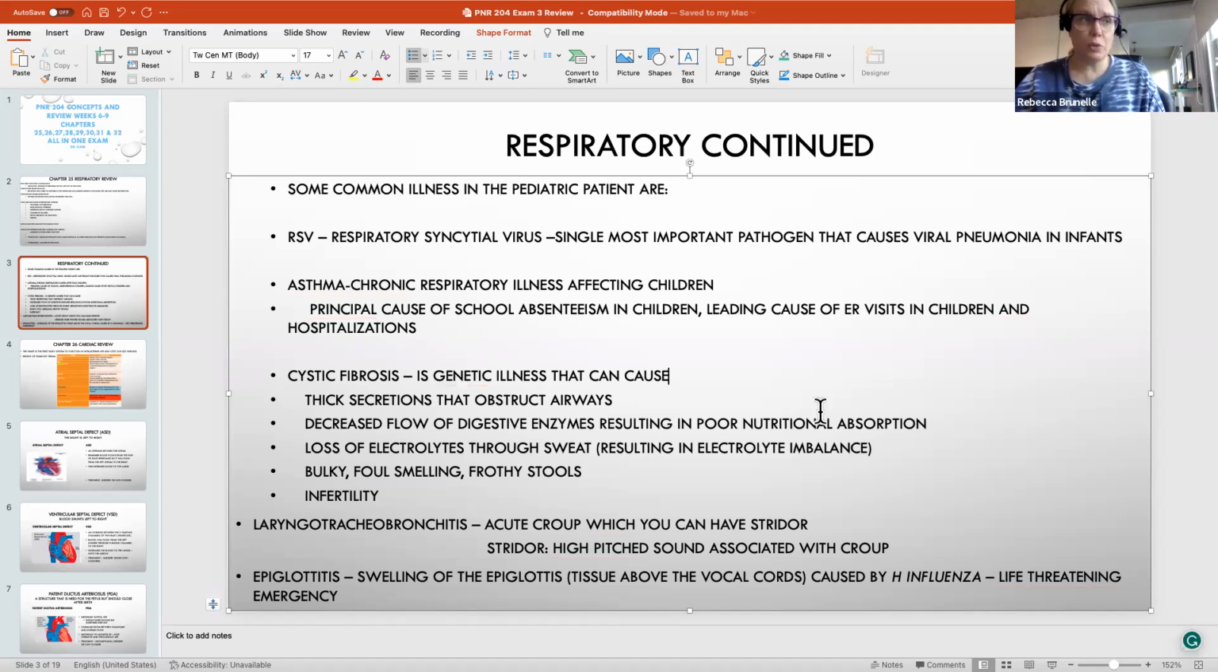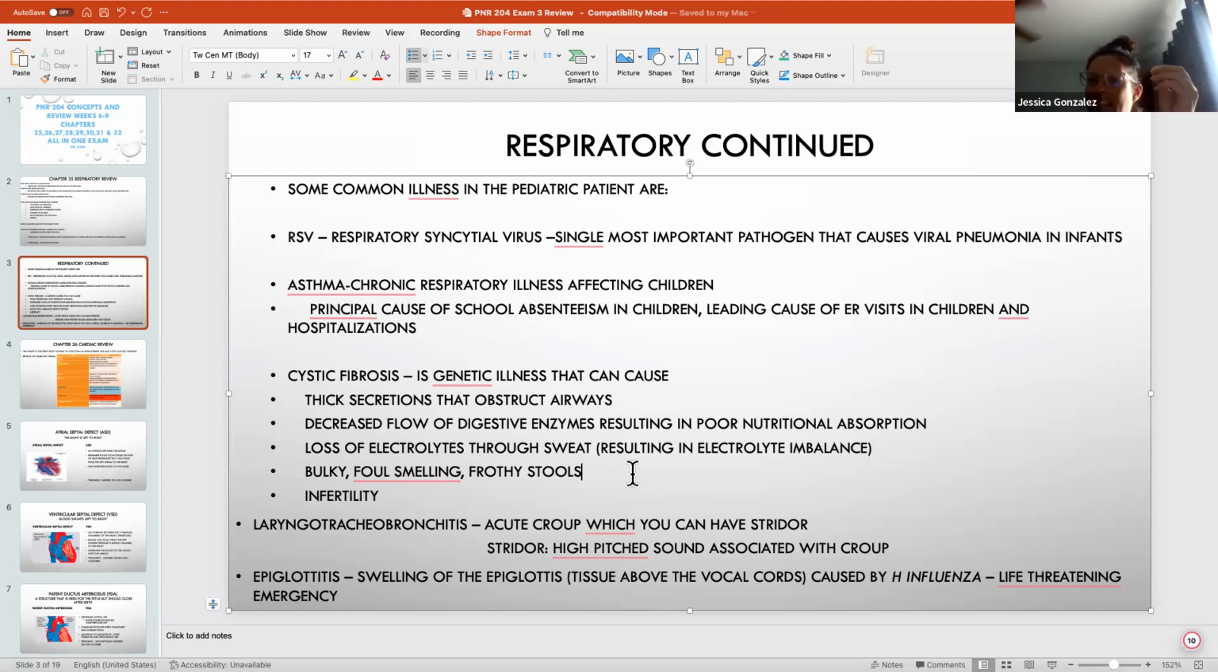So it does cause nutritional problems. They don't have the same ability to absorb particularly fat because they don't produce the same digestive enzymes from their pancreas. They lose a lot of sodium chloride or salt in their sweat. So they need added salt in their diet because they lose a lot of salt in their sweat.